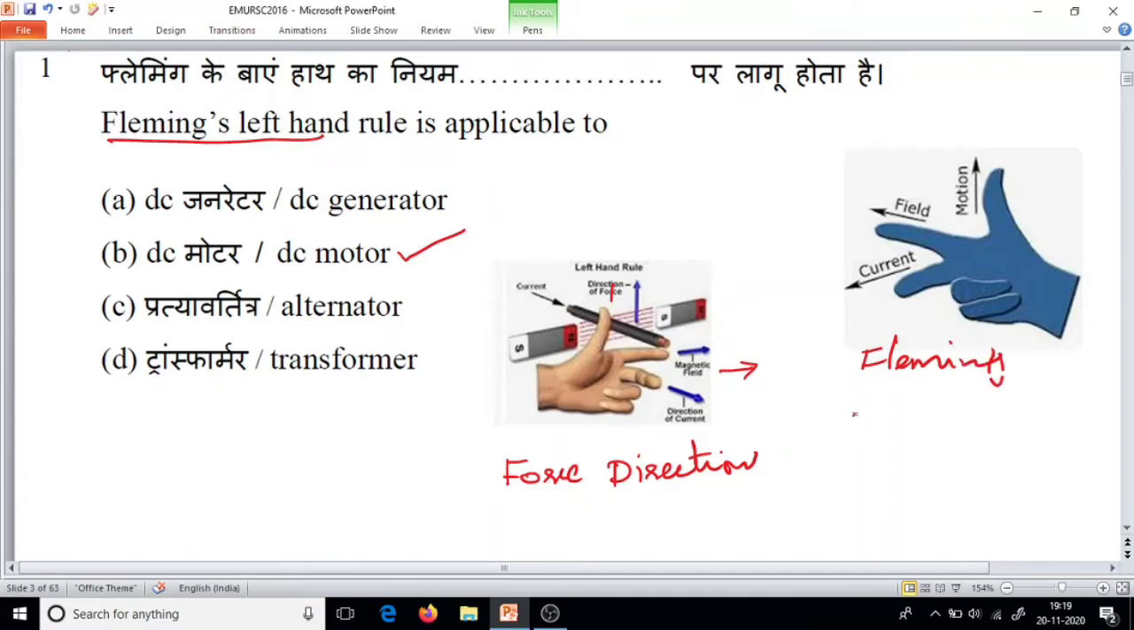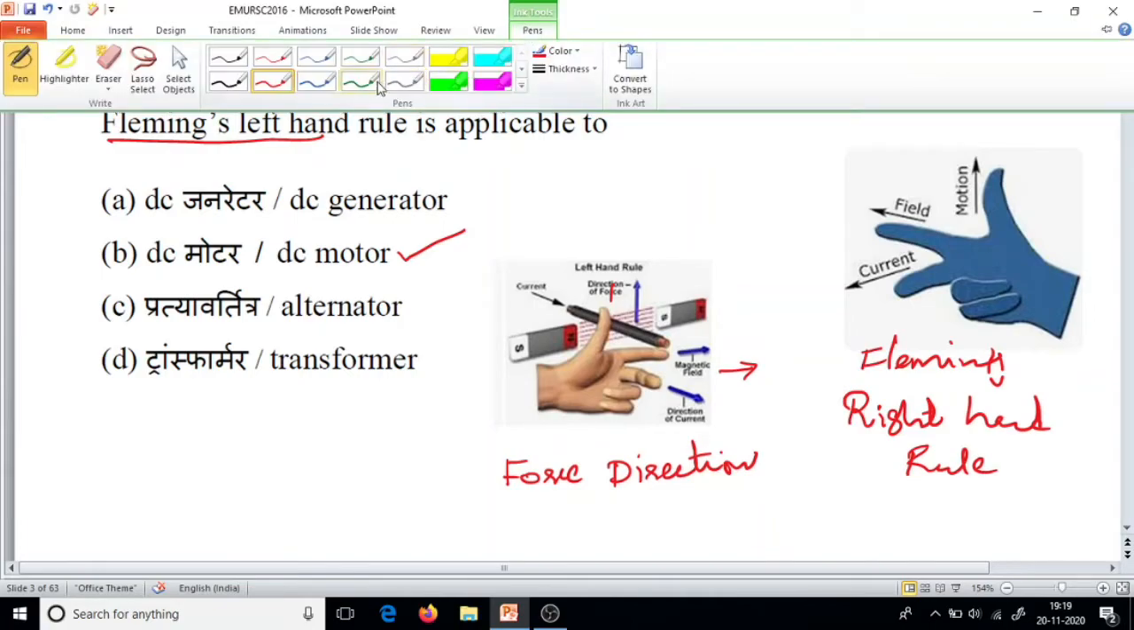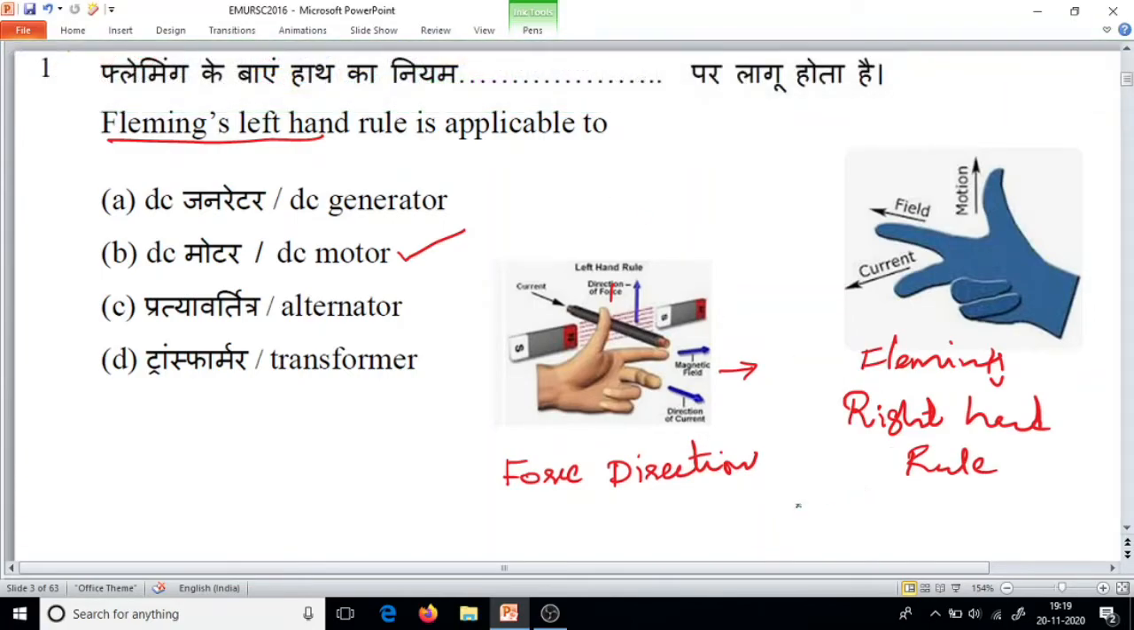Fleming's right hand rule is used in the case of a generator to find the direction of the induced current.